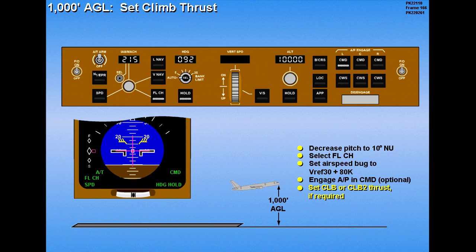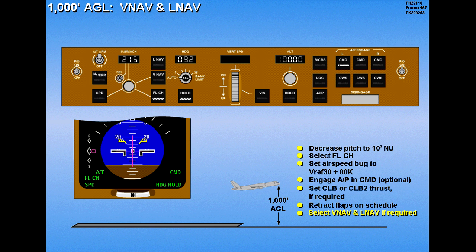The next step, selecting climb thrust, depends on the particular aircraft. On most 757s, climb thrust must be selected on the thrust mode select panel. And finally, if required, the VNAV and LNAV modes are engaged next, which is covered in the FMS lesson. Now try a short exercise.